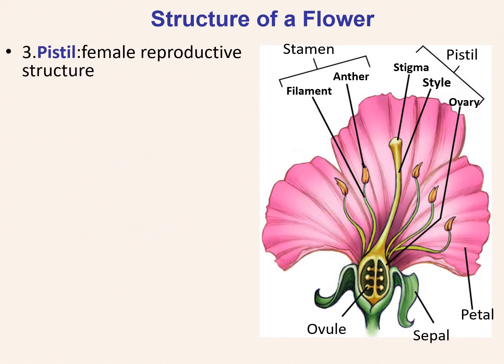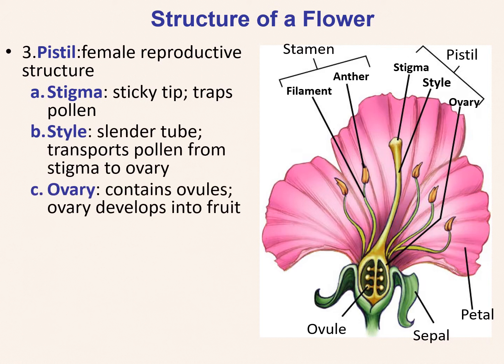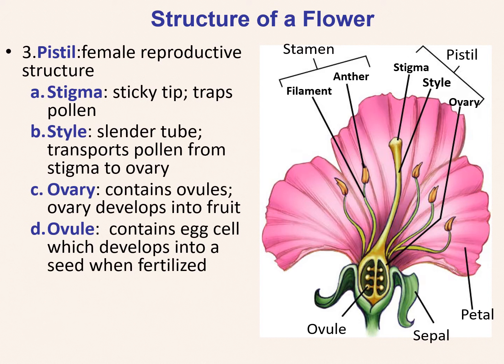The next part is the pistil, which is the female reproductive structure, containing stigma, style, ovary and ovule. Stigma, the sticky tip, traps pollen. Style, a slender tube, transports pollen from stigma to ovary. Ovary contains ovules. Ovary develops into fruit. Ovule contains an egg cell which develops into a seed when fertilized.